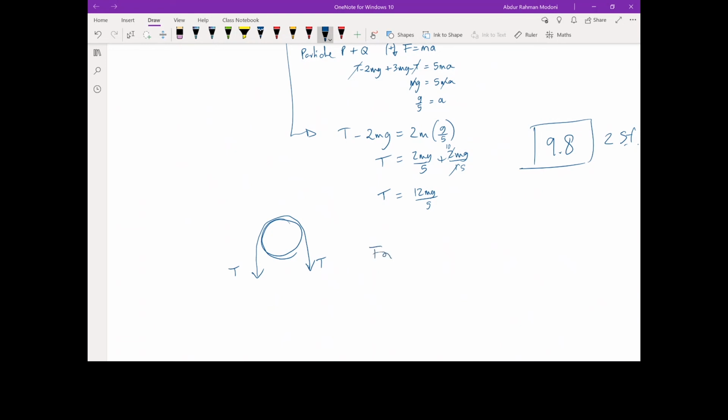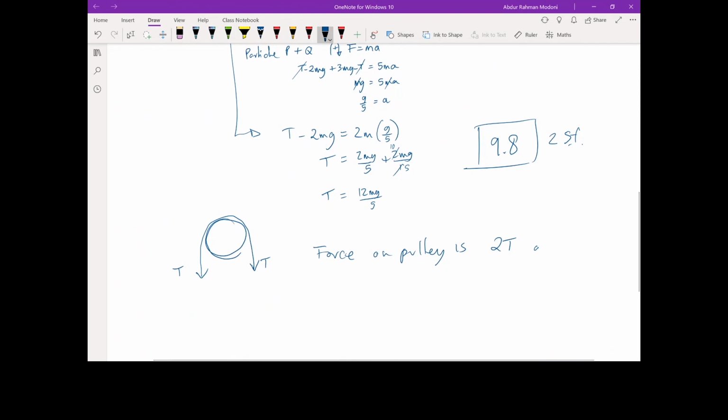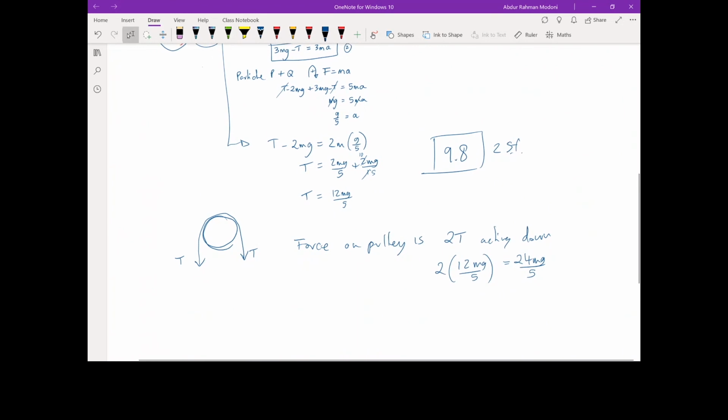What is the force acting on the pulley? Force on pulley is 2 lots of tension, acting which way? Acting downwards. And what is 2 lots of T? Well, it's 2 lots of 12mg over 5, which is equal to 24mg over 5. There's my force on the pulley, acting downwards. Don't ever state a force without stating its direction.